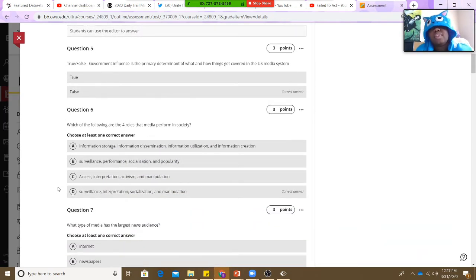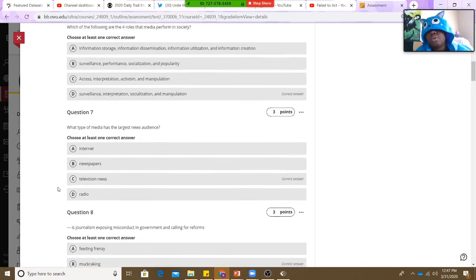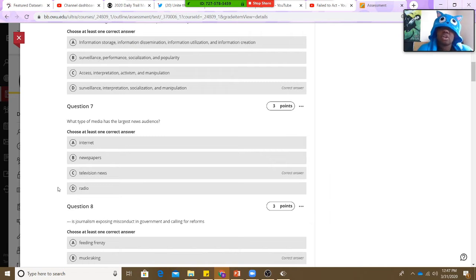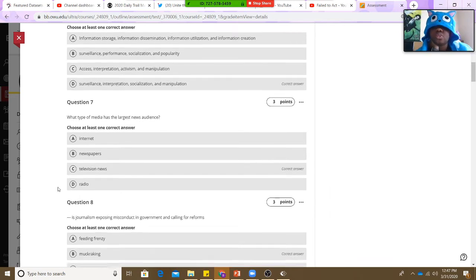True, false. For number 5, government influence is the primary determinant of what and how things get covered in the U.S. media. The correct answer is false. 6, which of the following are the 4 roles that the media plays in society? It's D, surveillance, interpretation, socialization, and manipulation. For 7, what type of media has the largest news audience? That is C, television news.